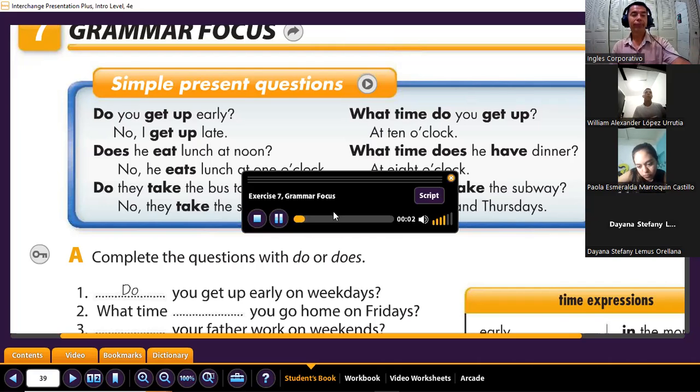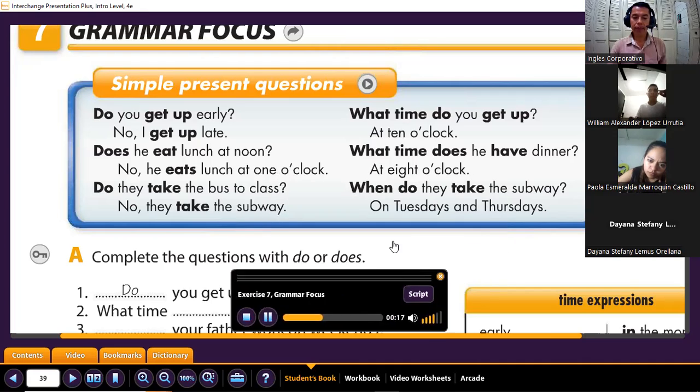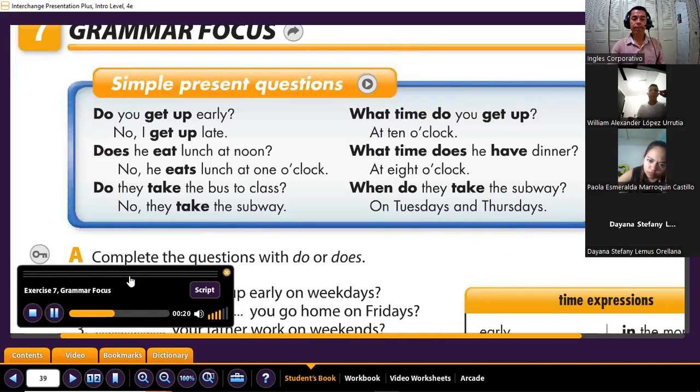Page 39, exercise 7, grammar focus. Simple present questions. Do you get up early? No, I get up late. Does he eat lunch at noon? No, he eats lunch at 1 o'clock. Do they take the bus to class? No, they take the subway. What time do you get up? At 10 o'clock. What time does he have dinner? At 8 o'clock. When do they take the subway? On Tuesdays and Thursdays.